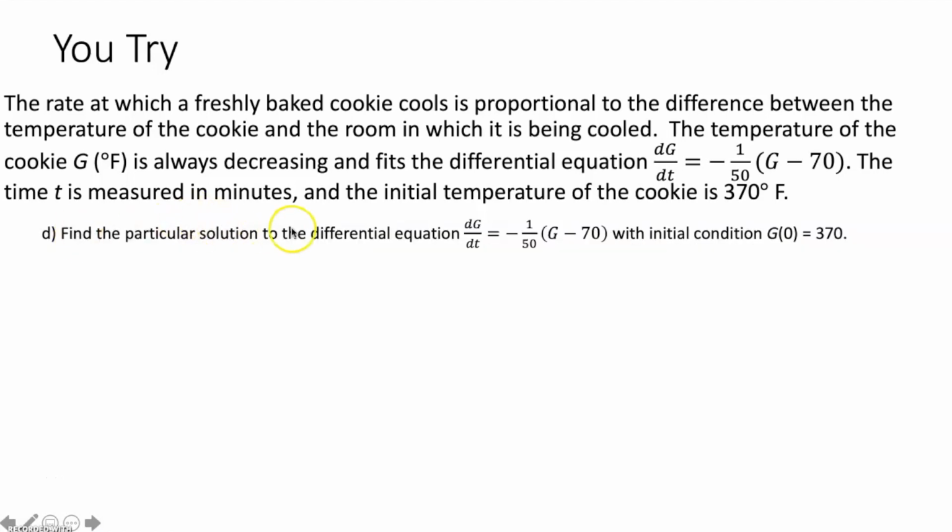Part D says find the particular solution to the differential equation, the same one that was up here, with the initial condition g of 0 is equal to 370.